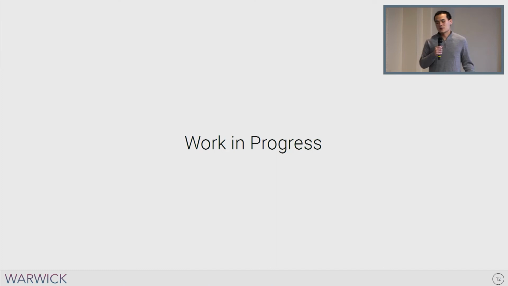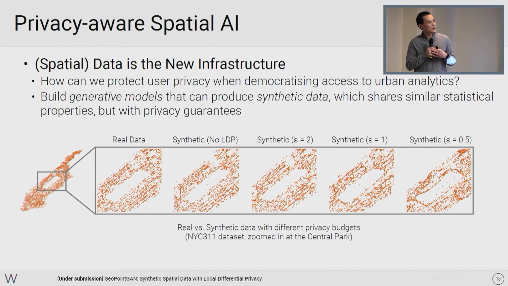I would also like to raise discussions on the work-in-progress projects. One of them that we're interested in is how we make the data privacy aware. As you all know, when we release the data to the public, there are privacy concerns. So instead of doing that, what we're thinking is, can we build generative models that can produce synthetic data which has similar statistical properties, but with theoretical privacy guarantees? We've done some trial studies, and we have preliminary results under submission.